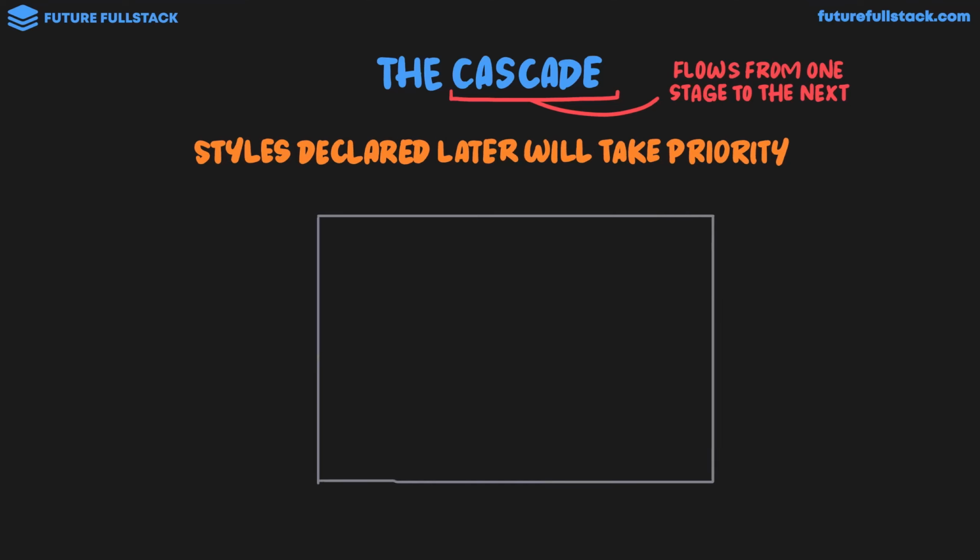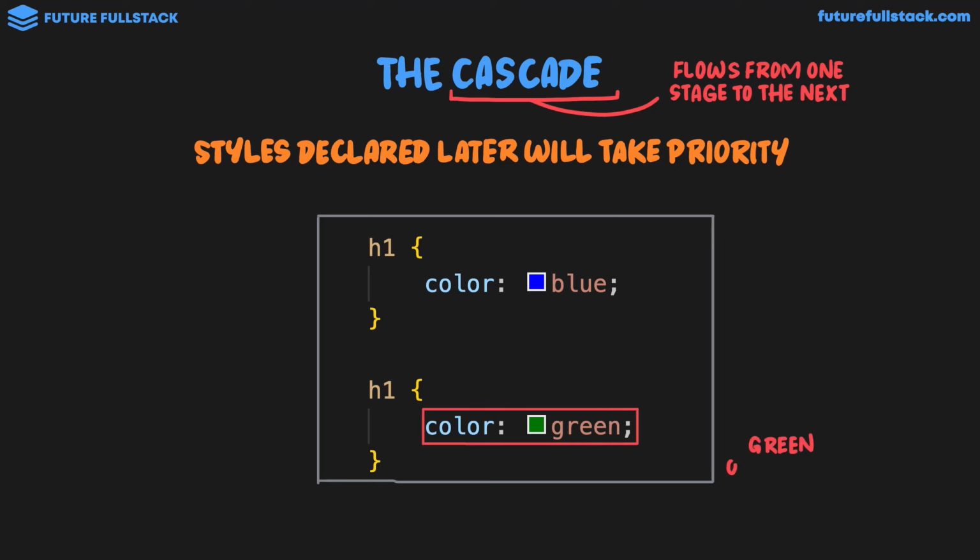Let's have a look at an example. In this piece of code, we're selecting the H1 twice. In the first declaration block, we're giving the H1 a color of blue, and in the second one, we're giving the H1 a color of green. This is what is known as conflicting selectors. Because of the cascade, the later style will take priority. So in this case, green overrides blue, and the H1 will appear as green on the web page.